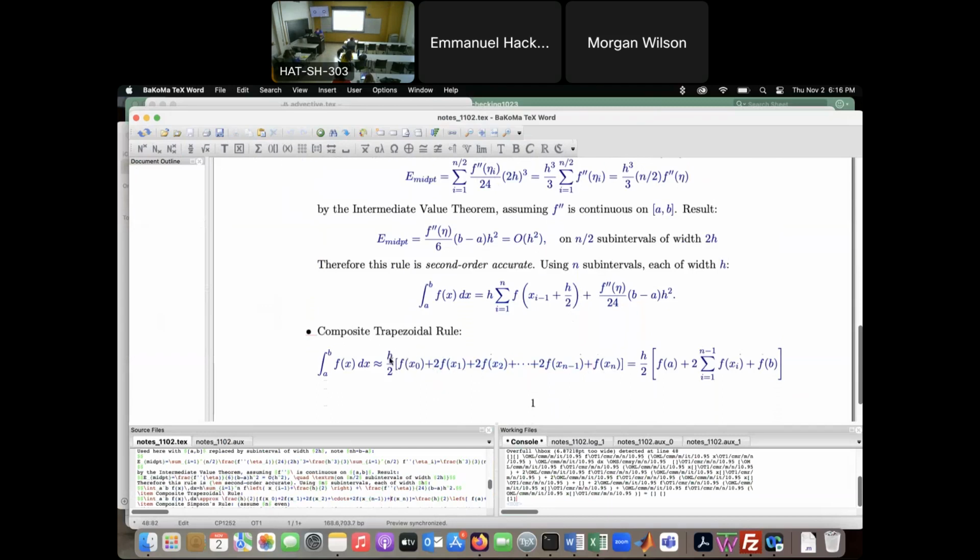And each trapezoid has width h. And the 1/2 here comes from the formula for the area of a trapezoid, because we're taking the average height. And this is another way of writing the composite trapezoidal rule using a summation. Sometimes this rule is taught in Cal 2. Just depends on whether the instructor selects that topic.